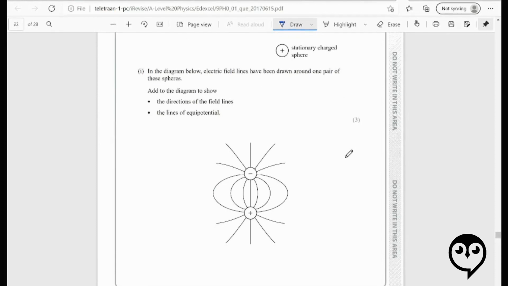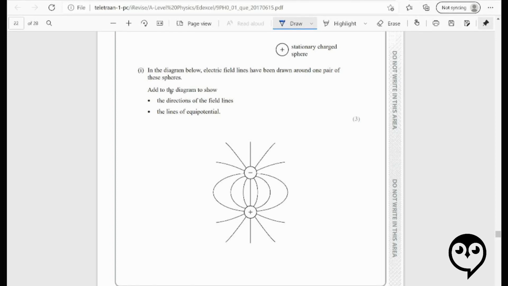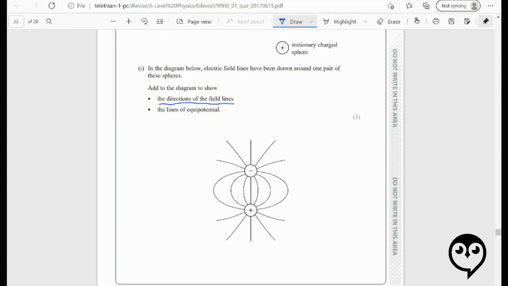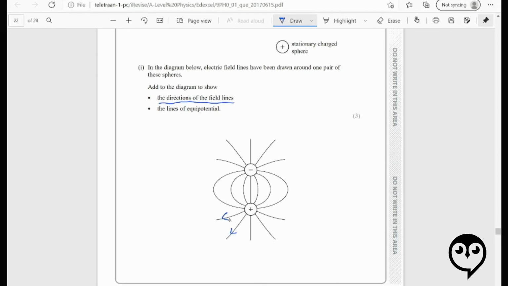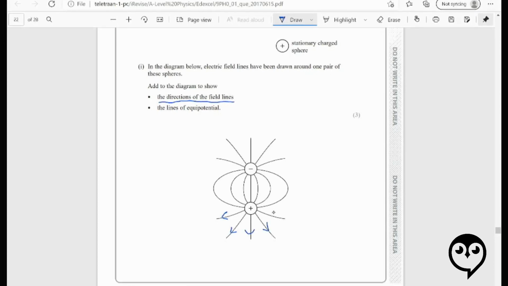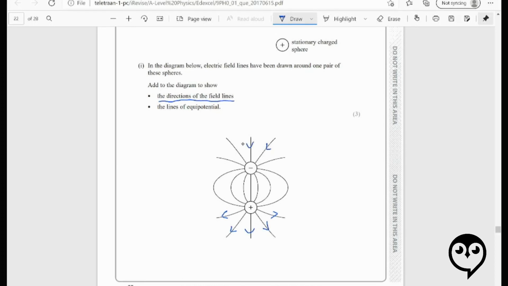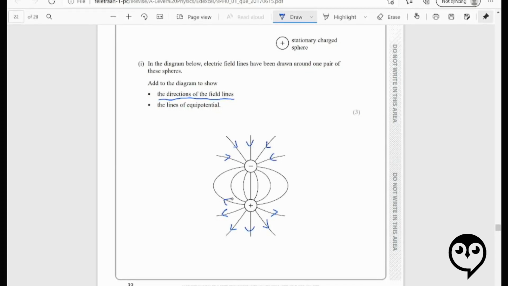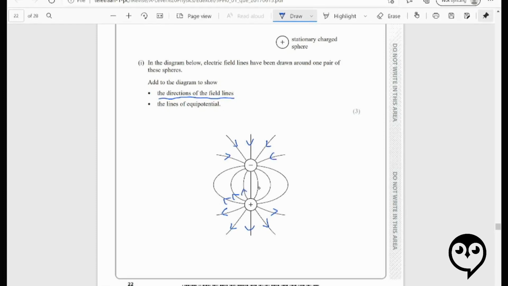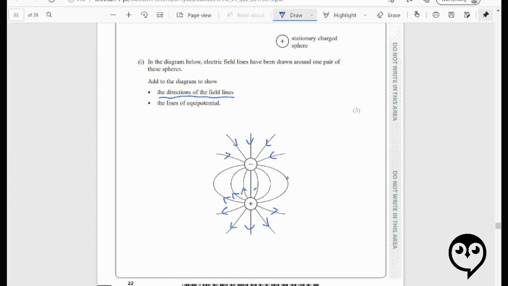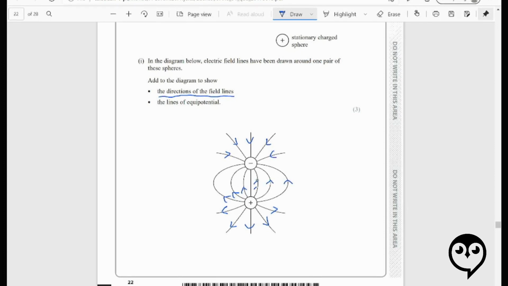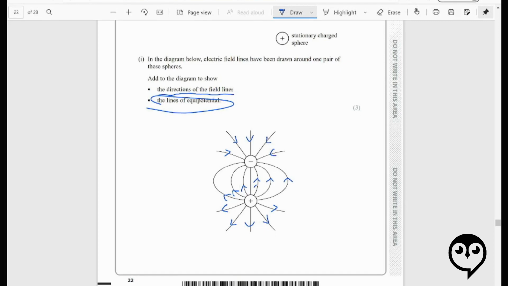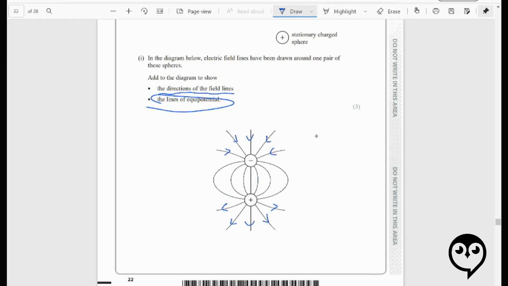In the diagram of the electric field lines, add directions of the field lines. Okay, so we can do that. We know that these arrows are going to be going out from the positive, in towards the negative. And I'm going to draw my arrows, maybe here. You're going to see why, because in a minute we're going to want to draw the lines of equipotential, and I don't want these arrows to be in the way.